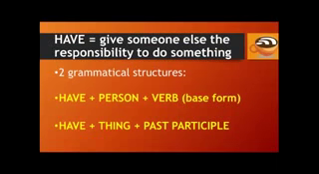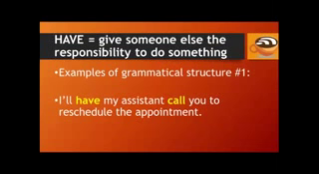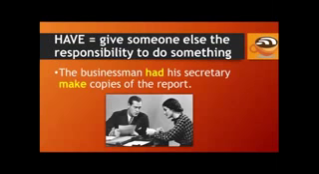Our next causative verb is have. This means to give someone else the responsibility to do something, and there are two possible grammatical structures: have plus the person plus the base form of the verb, or have plus the thing plus the past participle. Here are some examples of grammatical structure number one. I'll have my assistant call you to reschedule the appointment. The businessman had his secretary make copies of the report.